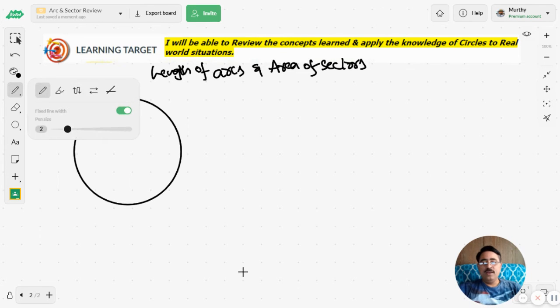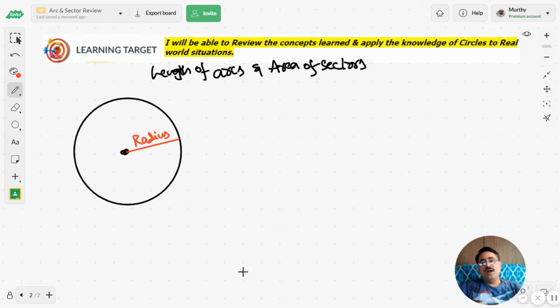As you know, this is the center of the circle. The line segment that is connecting the center to the boundary line of the circle is called the radius. Now, I'm taking another radius.